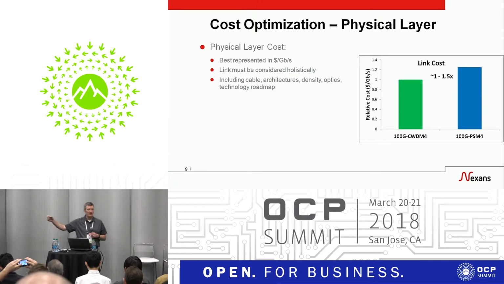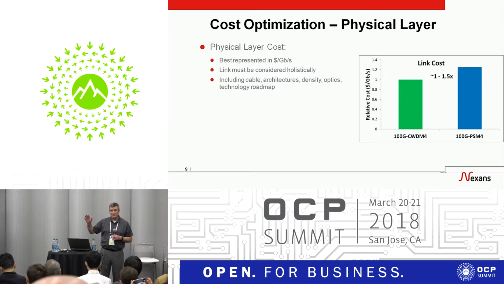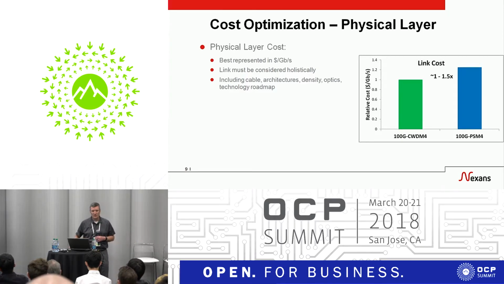How far apart are these two transceivers from each other? Every data center design is going to be different. But in this example, we see that PSM4 is 1 to 1.5 times more expensive. So it tells you from this example, when you capture the data in this format, that CWDM4 is less expensive. And this tends to drive, when we look at the popularity, this is part of the reason we see CWDM4 as being more popular.